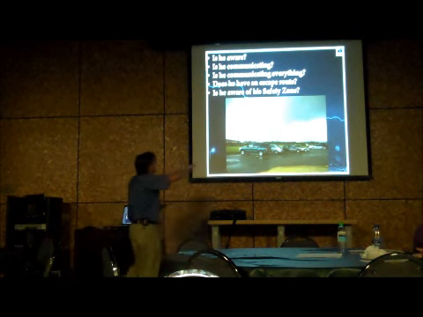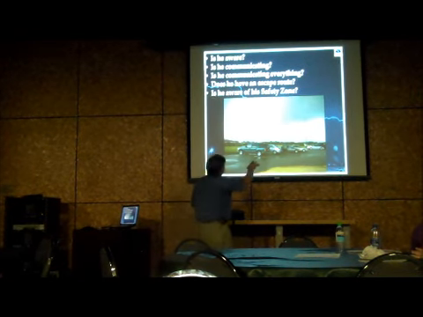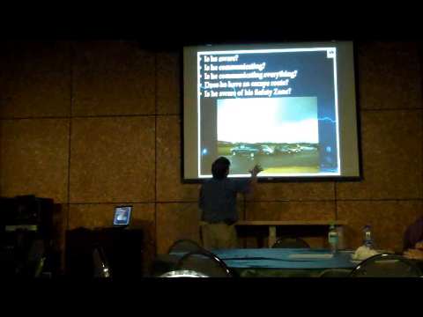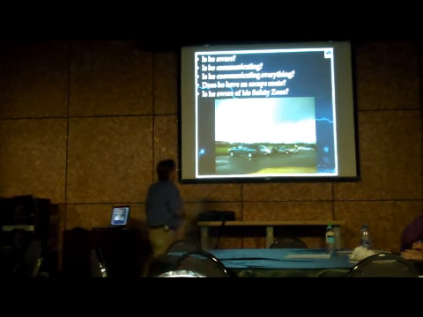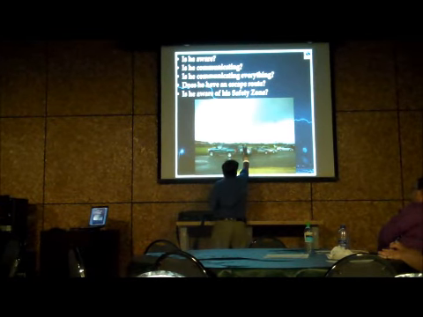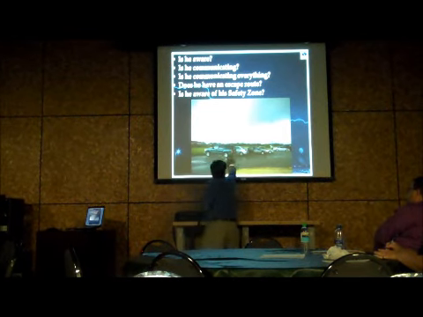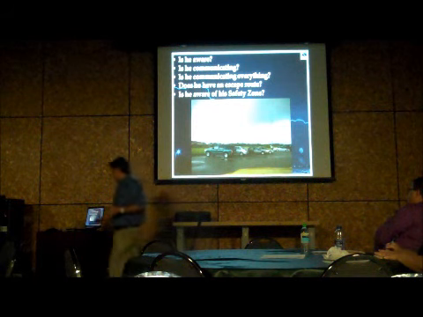Is this guy aware of the weather situation? Is he communicating? Does he have an escape route? And is he aware of his safety zones? Now I want to point out something out here right quick. The tornado directly over the top of that silver car, which is between the dark green SUV and the dark colored car.